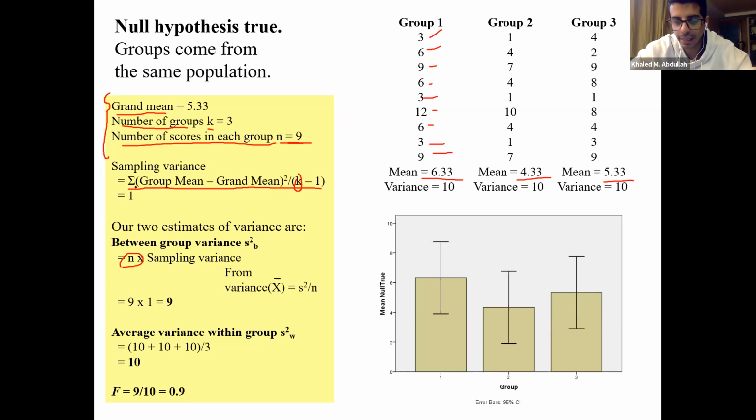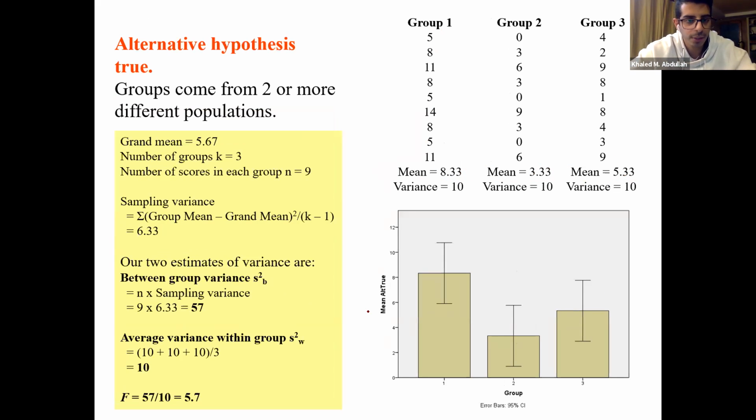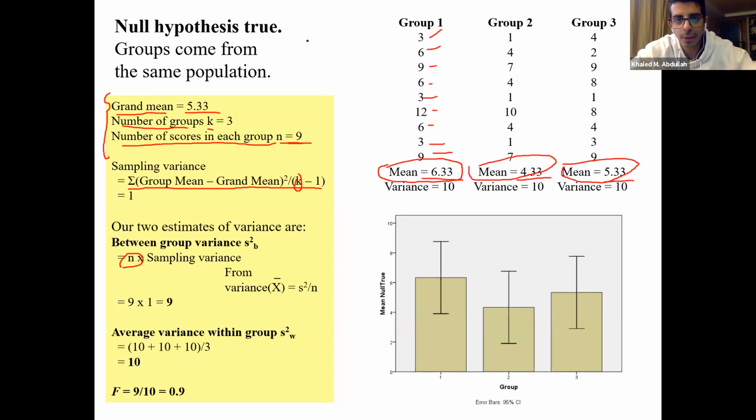So you first start using this formula. I know this formula looks very complex, but it's actually very simple. Basically, you take each group mean, right, and you subtract it from the grand mean. So you take, for example, 6.33 minus 5.33. I think it's best we actually do this. So look, we'll do the first one. It's 6.33 minus 5.33, and then you square this.